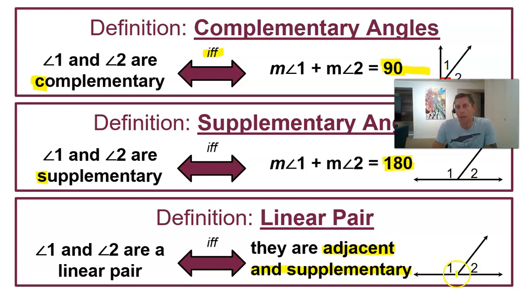They share a ray, just like this ray here. 1 and 2 share this ray, and they are supplementary because this is a straight angle. Therefore, they are a linear pair. Very specific type of supplementary angle. All right. Moving on.